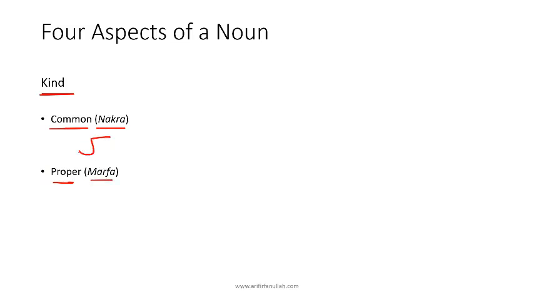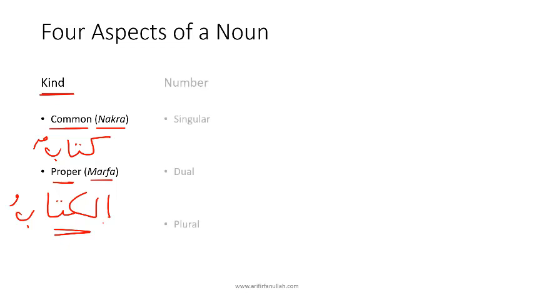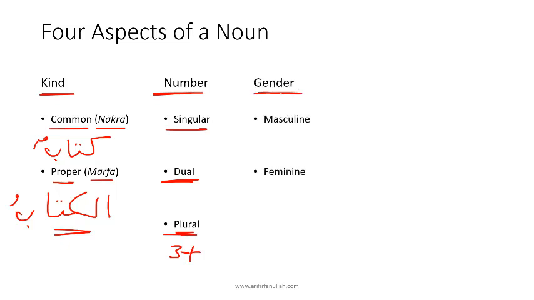If we say kitabun, this is a book, this is a common noun. Whereas if we say al-kitabu, this is a proper noun. Here we are referring to a specific book. The next aspect is number. As with other languages, we have singular, which would be one book, or plural, but in Arabic we also have a dual. There is a special term for 2 books or 2 of anything, and plural in Arabic refers to 3 or more. Then we have gender.